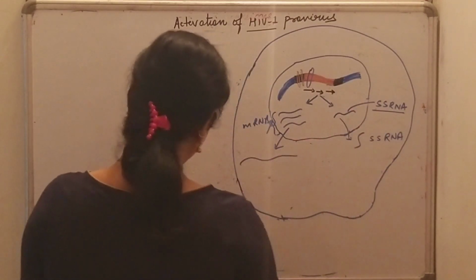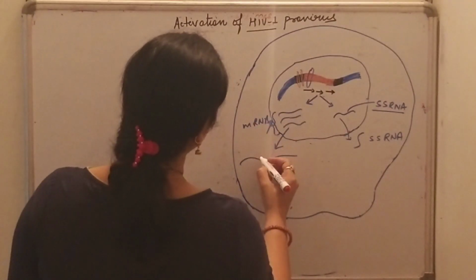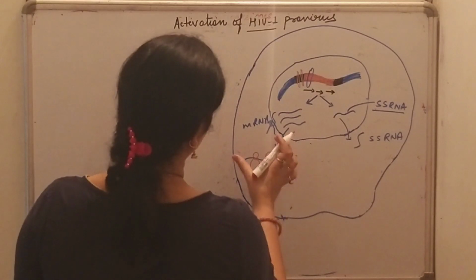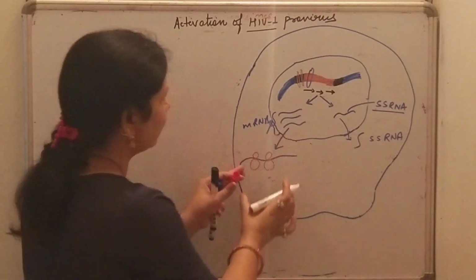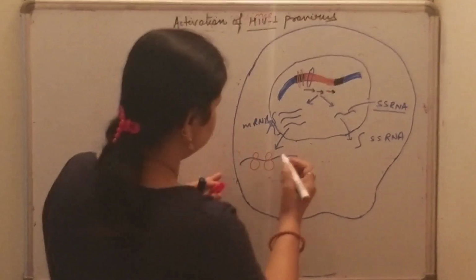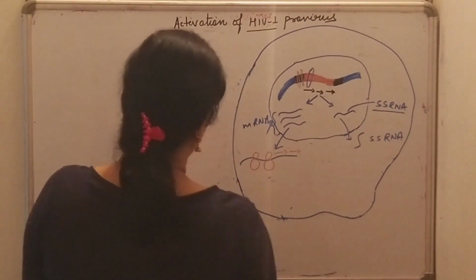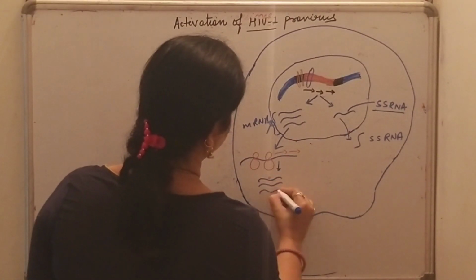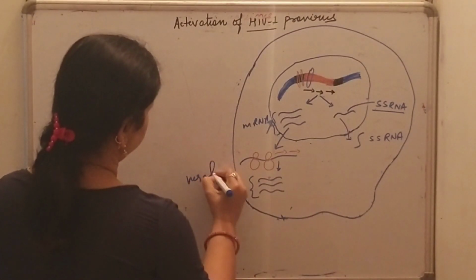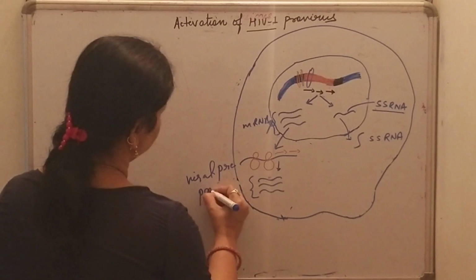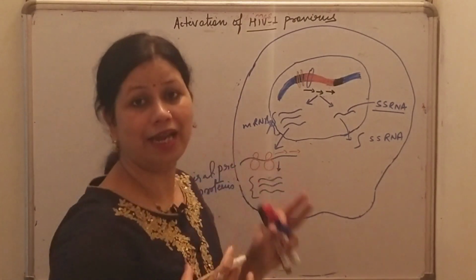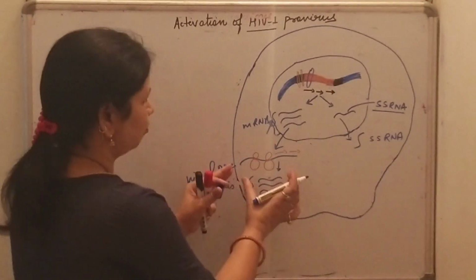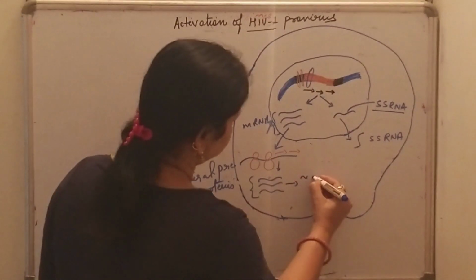In the cytoplasm, host cell ribosomes are present, and these host cell ribosomes catalyze the synthesis of viral precursor proteins. These are viral precursor proteins, and after that the viral protease enzyme cleaves these precursor proteins to form proteins.